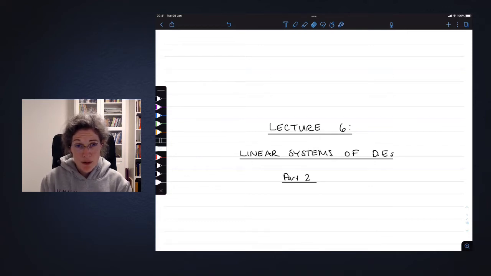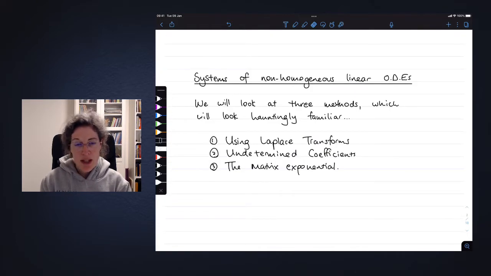So we've reached the final week of the course, and we're going to finish off what we started last week, which was looking at linear systems of DEs. What we still have left to do is we need to figure out how to solve linear DE systems that are non-homogeneous. And in fact, we have lots of methods that we can use, and they're going to look quite familiar. So we're going to look at using the Laplace transform, we're going to look at using undetermined coefficients, and then finally we're going to introduce the idea of the matrix exponential, which is also going to look extremely familiar, and really will draw the parallels between the single DE case and the system DE case very nicely.